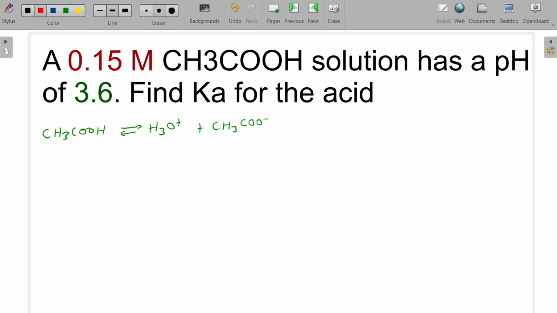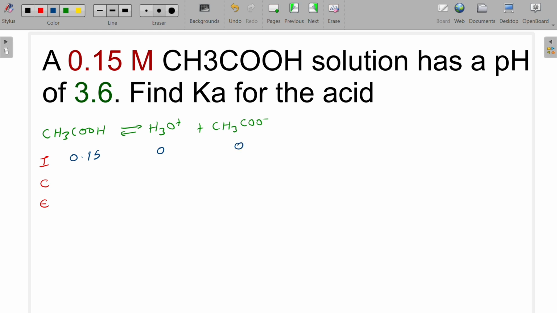So after writing its dissociation equation, we're going to write an ICE table. So let's put our ICE table there. On our ICE table, from the question we're given an initial concentration of 0.15 for the acid. So we're putting that. Then we have nothing here. We also have nothing on the other part.